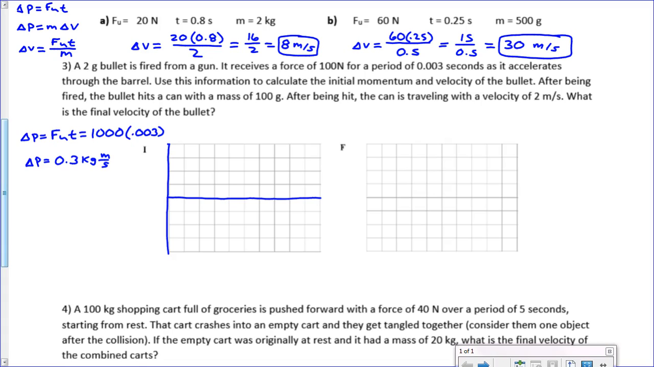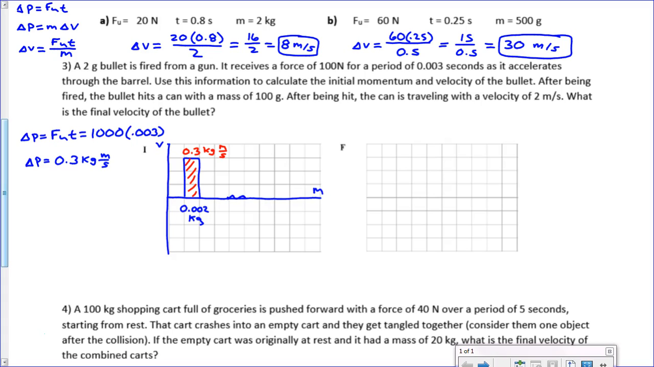And we know that this bullet on our velocity versus mass graph here, we know the bullet has a mass of 2 grams, which is 0.002 kilograms. We know that it has a momentum of 0.3 kilogram meters per second, because that's what we got from that impulse equation. So that was the momentum that the bullet is starting out with here.